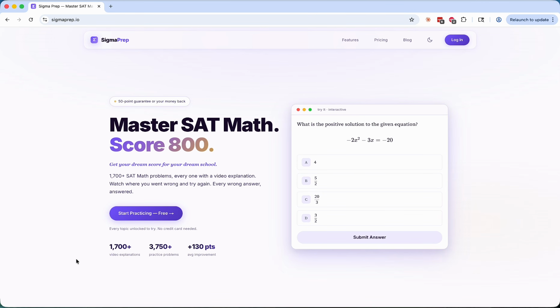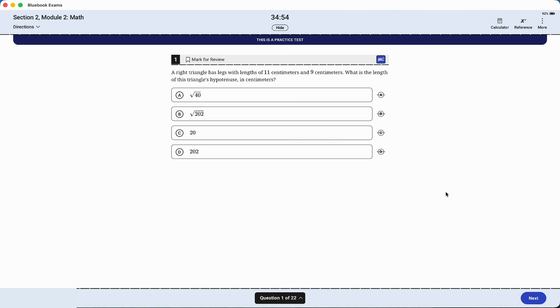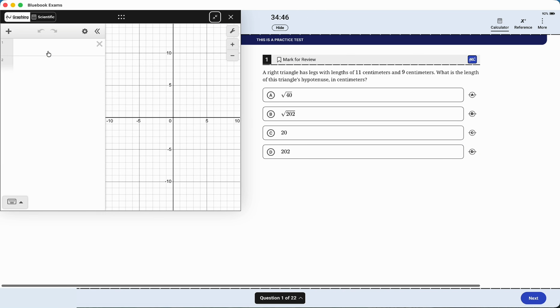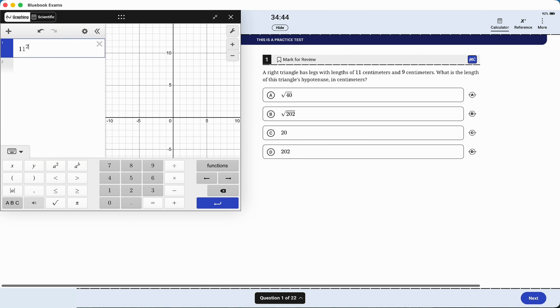Back to Module 2. Let's take a look at this. So a right triangle has legs of 11 and 9. What's the hypotenuse? This is just Pythagorean theorem, right? So you could just do that in Desmos actually. It's a squared plus b squared. Those got to be your legs, and then equals x squared for the hypotenuse.